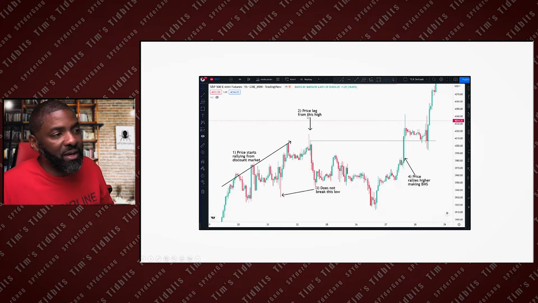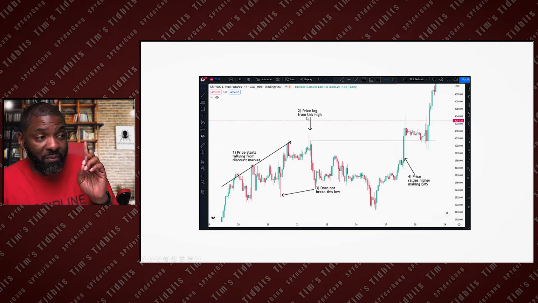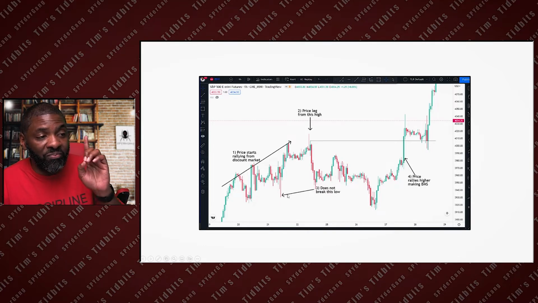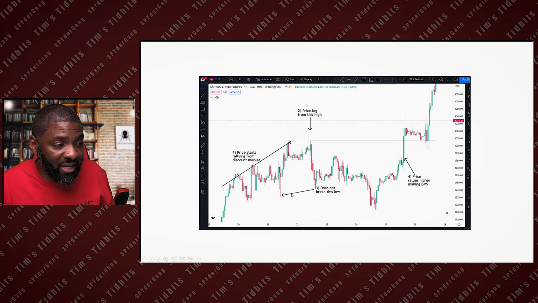And then you see it says the price leg from this high, meaning coming from this high, this price leg here does not break this low. So you came up, you set the high, you came down, right? This low does not break that low, because that's your low at A, your high at B, your low at C, right? First indication that it's a mitigation block.